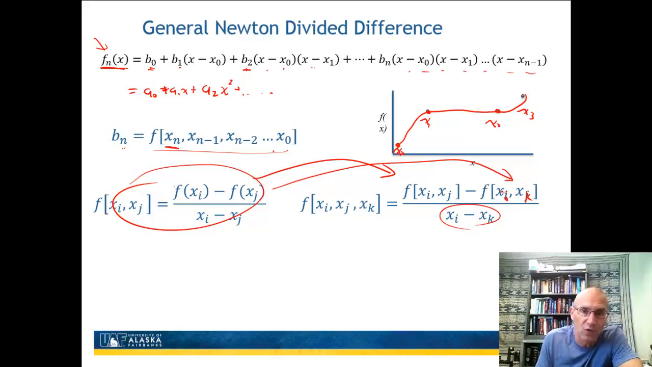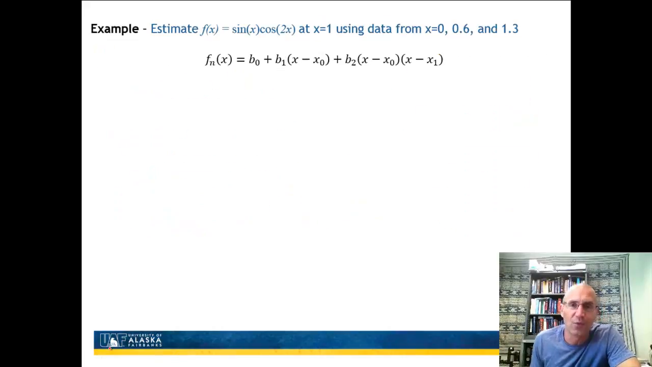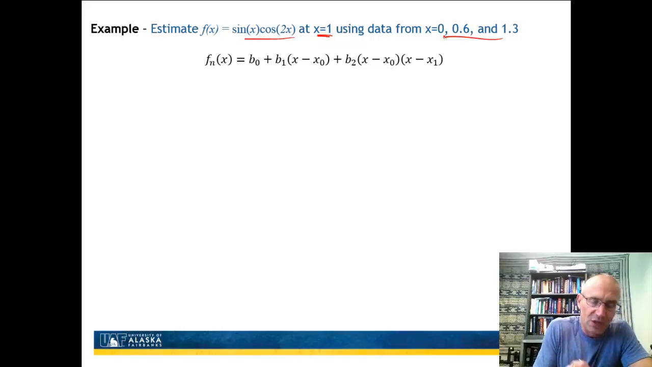And so this ends up being sort of recursive, because now if I go up to b3, I'm going to be using this function value, which is divided differences of all of those points. Okay. So this is usually best to go through an example so you can see the implementation of it. There's an example in the textbook, and I'll do another example here. So here's what we're going to do. We want to estimate this function, sine x cosine 2x, at x equals 1 using these 3 points.